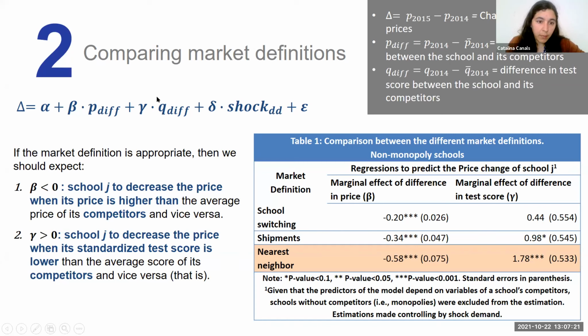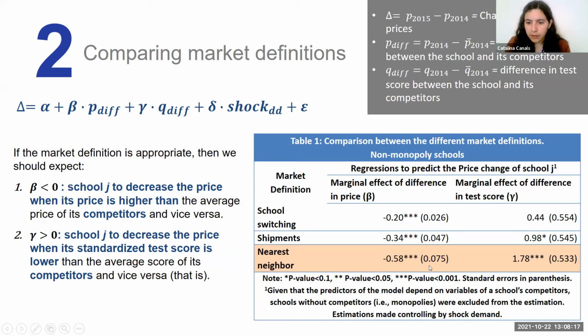Here we have this variable that is similar to the other, but it's just for the test score. So it's the difference between the school test scores in 2014, less the average test scores of the schools included in the market. And we were controlling also for the possibility of having a demand shock in the neighborhood of the school. So with this specification, if a market definition is appropriate, we should expect that beta be negative, because that will imply that the school decreases its price when its price is higher than its competitors. And in the same logic, we expect this coefficient to be positive, because that will mean that the school decreases the price when its standardized test scores are lower than the competitors.